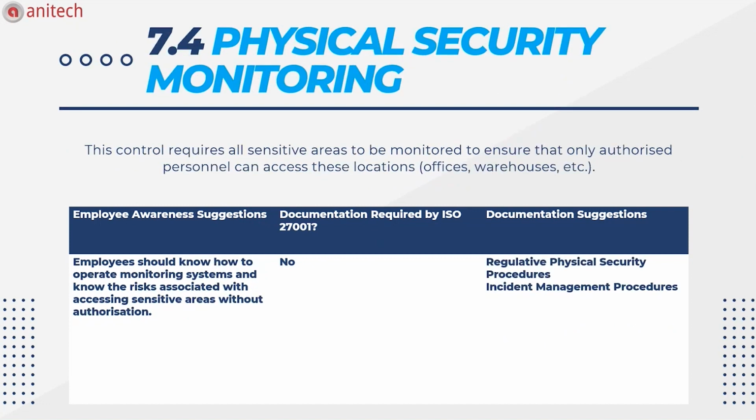Perfect. Now, what is the physical security monitoring control? Let's look at that. This control requires all sensitive areas to be monitored to ensure that only authorized personnel can access these locations, like offices, warehouses, etc. And we also don't want unauthorized people to access critical rooms, like maybe the server rooms. So let's see what the employee should be aware of.